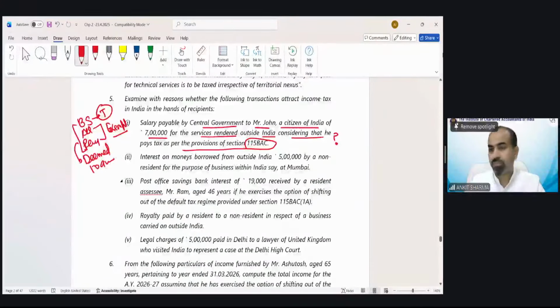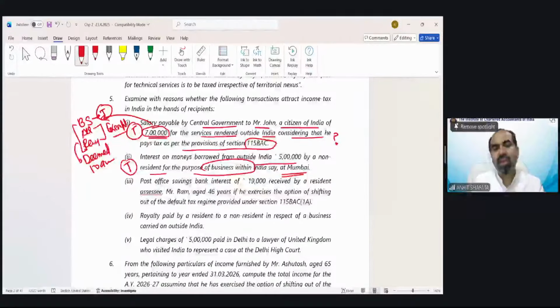Okay. Moving to the second: interest on money borrowed from outside India, 5 lakh, by a non-resident for the purpose of business within India, say at Mumbai. So if we use the funds in India, that is going to be deemed to arise in India and taxable. This is taxable. The first one is taxable because this is salary. No allowance and perk has been given. Directly salary has been written. So this would be treated as basic salary.